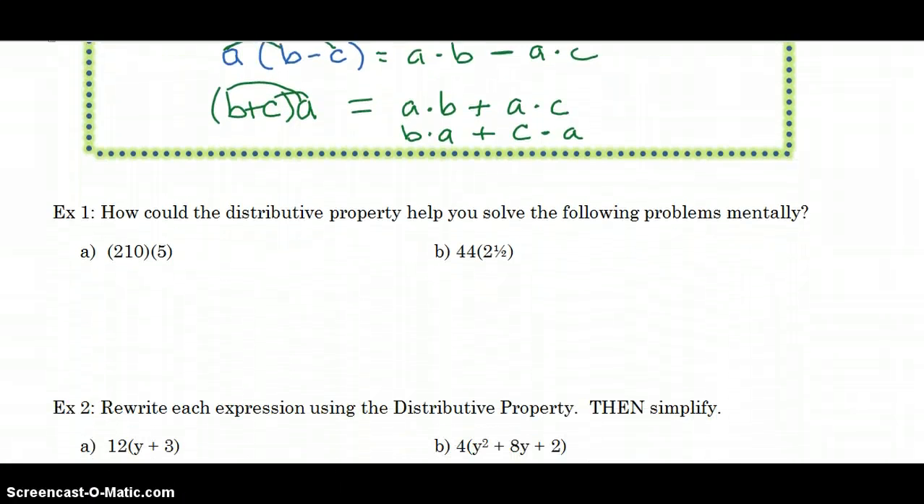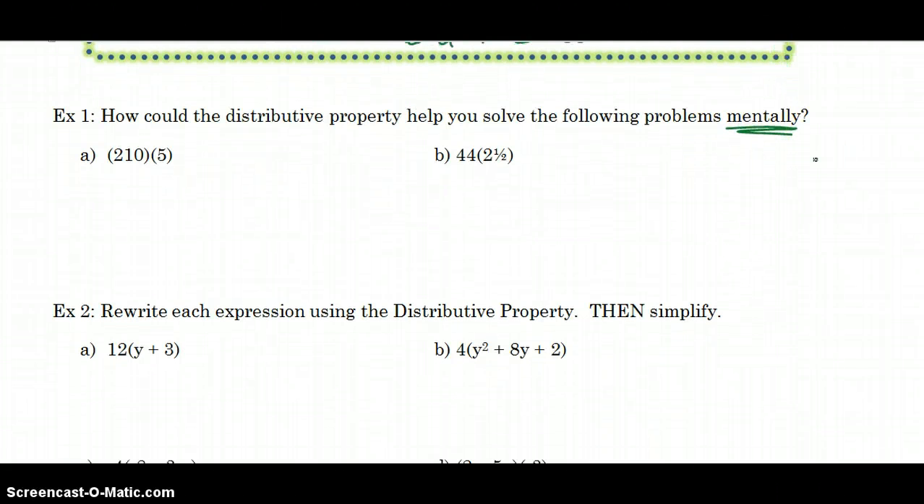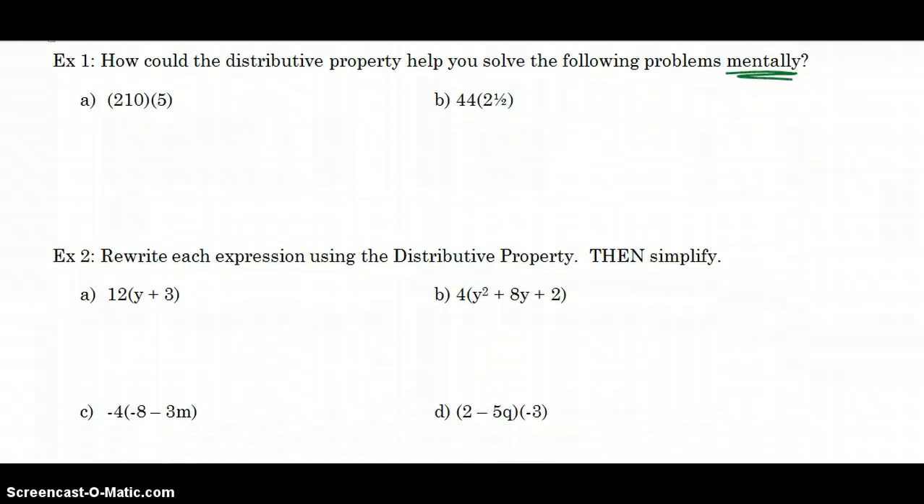How could we use the distributive property to solve the following problems mentally? In other words, we don't have a calculator with us. We're trying to do mental math. So, for example, 1a, multiplying 5 times 210, isn't something I do in my head quick. So I'm breaking up 210 as 200 plus 10 times 5.